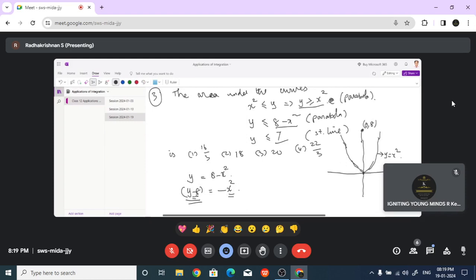And this will be facing down or facing up, opening down or opening up? Opening down, sir. This will be opening down. So this will be like this. This is the second parabola. Call this as... and we want y less than or equal to 8 minus x square.